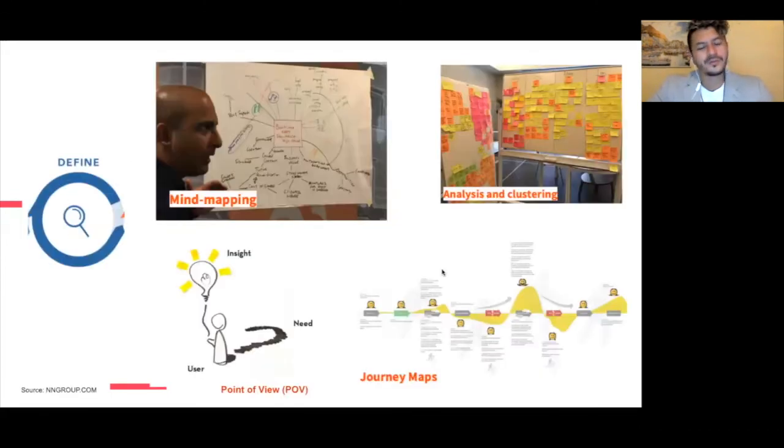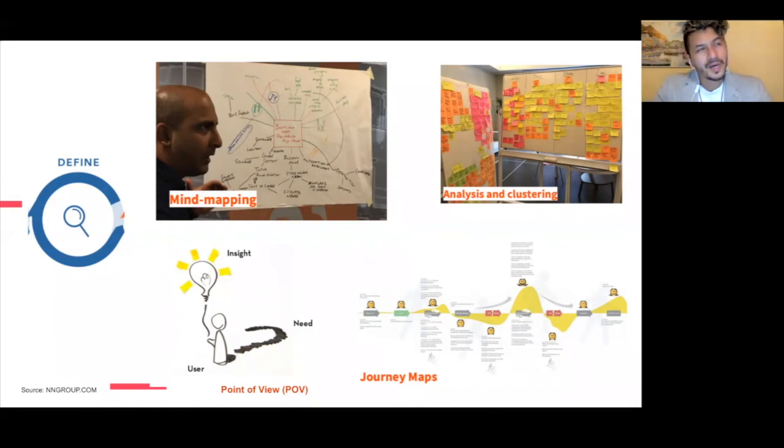Also, there are some tools that will help you to do this phase. Mind mapping, analysis and clustering. For example, you see there, that's a real picture. After you interview 10, 20, 30 different users, there are ways that you can start unpacking and clustering all those answers, using sticky notes on big walls to try to find the biggest problem.